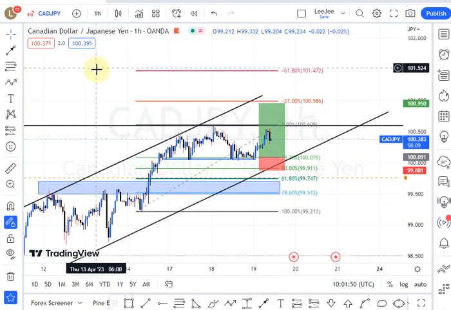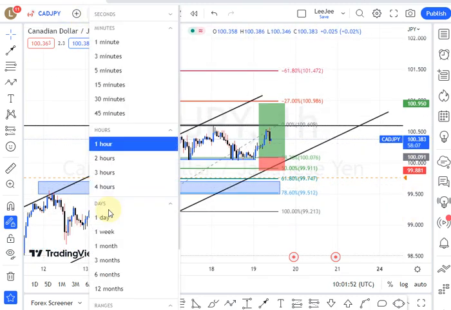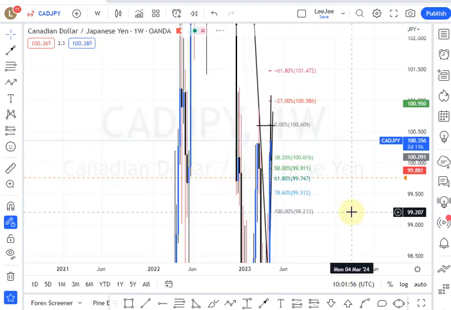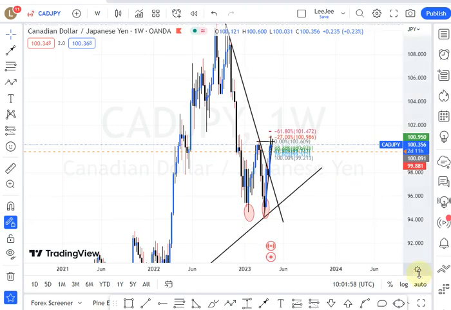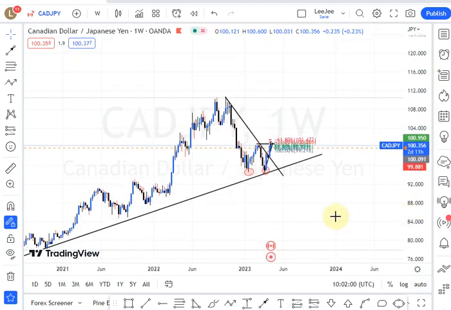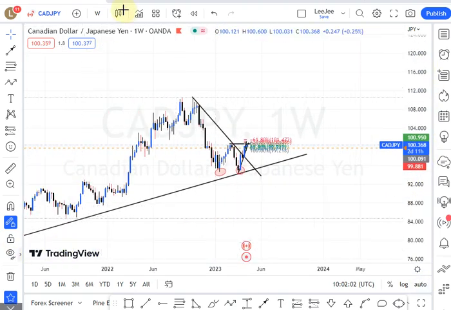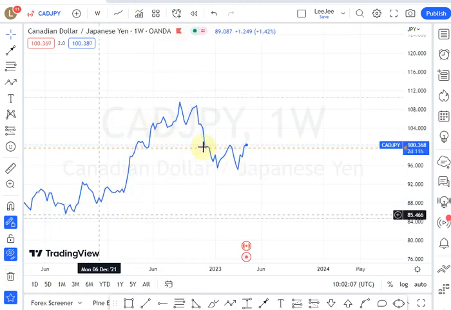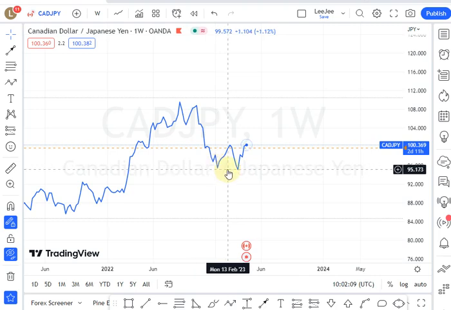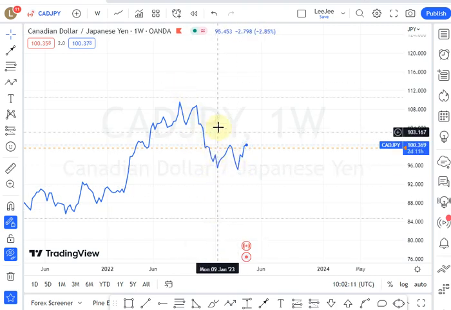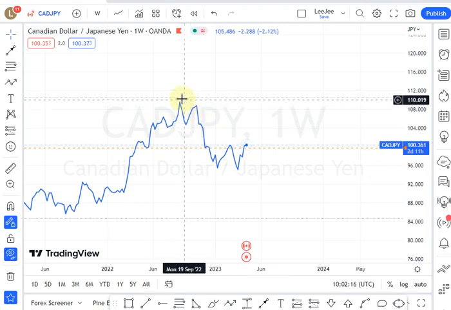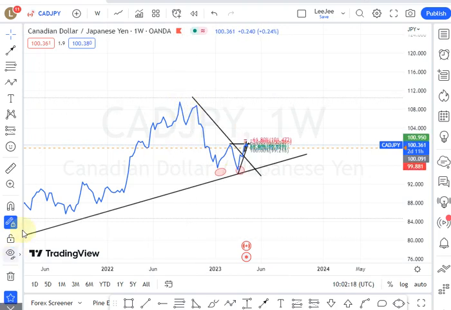This CAD/JPY I did analyze from the weekly, and I saw something called a double bottom. That was a reversal, guys, from the weekly. Let me remove these candlesticks. Look at this. This is the first bottom, then the second bottom. A reversal. We're going up. Price is coming to retest this zone. So why should I be looking for sells, gang?